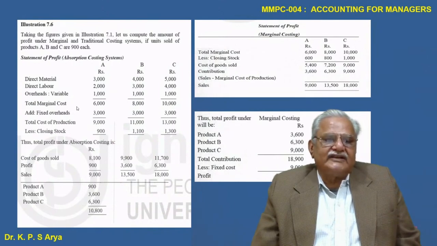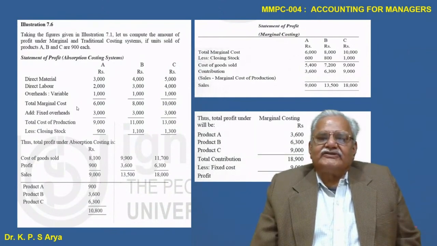Total cost of production is 900 for A, B 1,100 and C 1,300, less closing stock in A 900, B 1,100, and C 1,300. So the total profit under absorption costing: cost of goods sold 8,100 minus sales 9,000, profit is 900. In B it is 3,600, in C it is 6,300. So the total profit of A, B, C is 10,800.